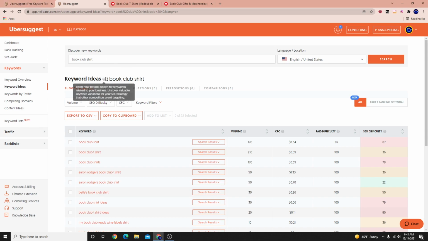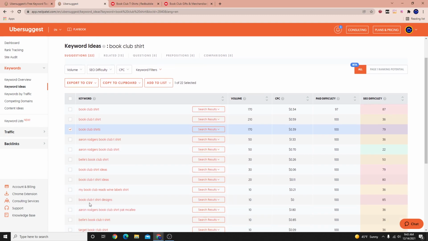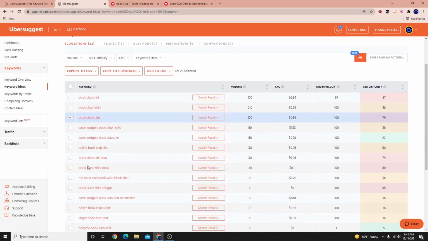If I type in book club shirt, you can see here the book club shirt gets 170 search volume per month. If we write book club t-shirt, that gets 210. Book club shirts, 170. Shirt and shirts by Google are basically the same thing. These two keywords are the same thing. Here we have Aaron Rodgers book club shirt, so that's not going to count. Bell's book club shirt, book club t-shirt ideas, these are probably for creators who search that kind of stuff.